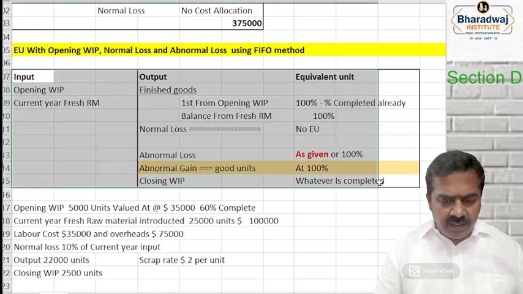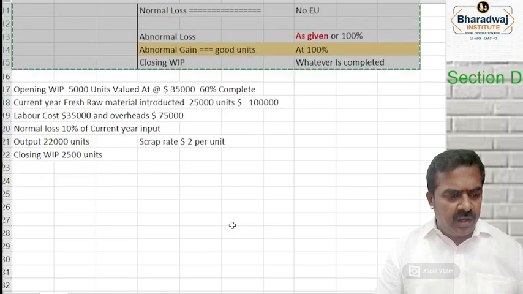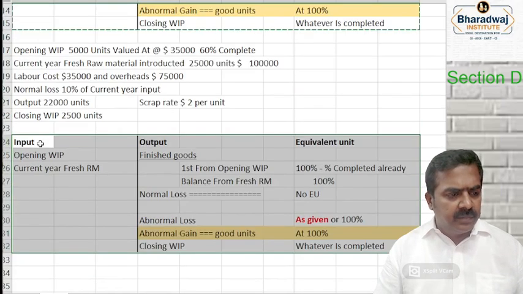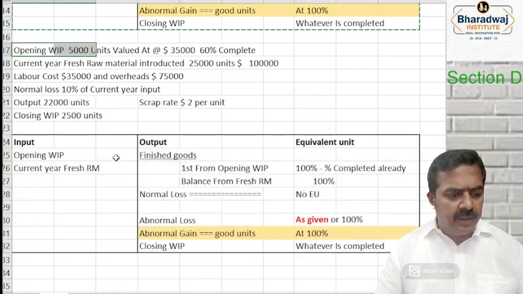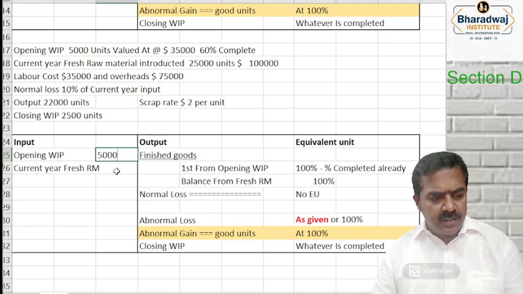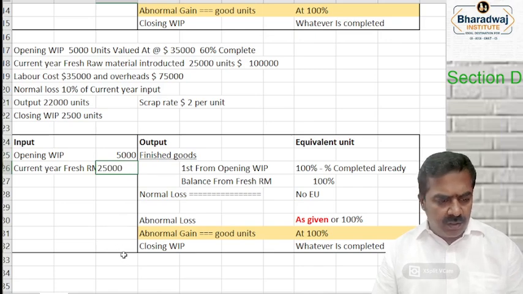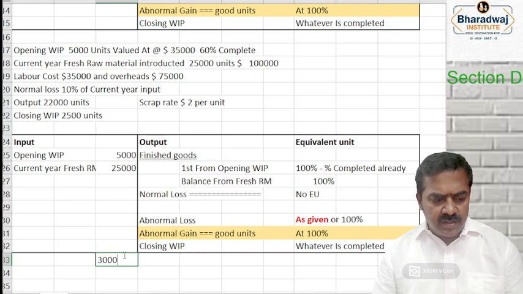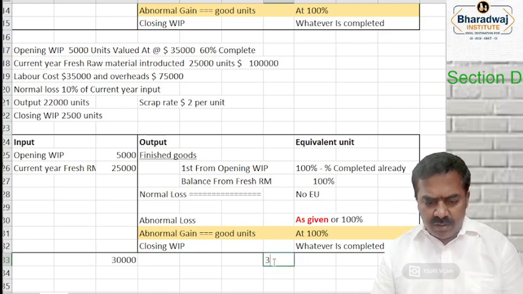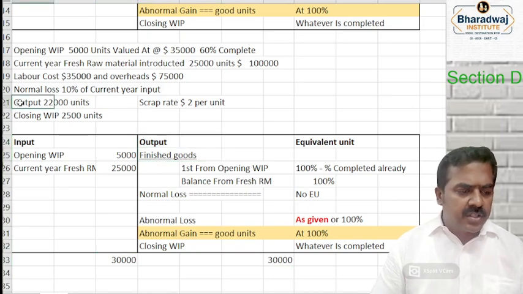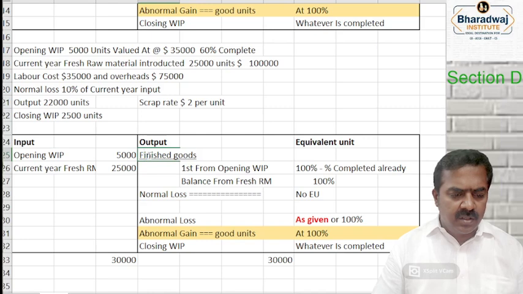Now let me apply this in this question so that you will understand in a better way. Okay, input. What is the opening WIP? 5,000 units. Current year fresh raw material 25,000 units. So total 30,000 units. The output can be total 30,000 only.